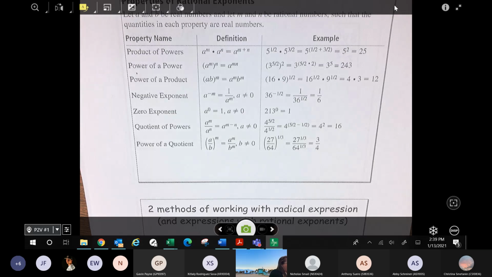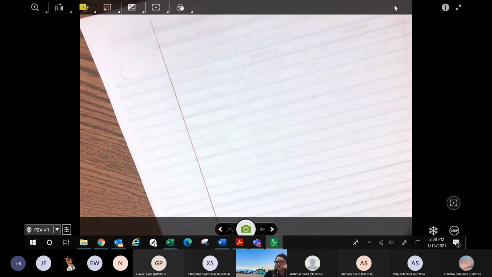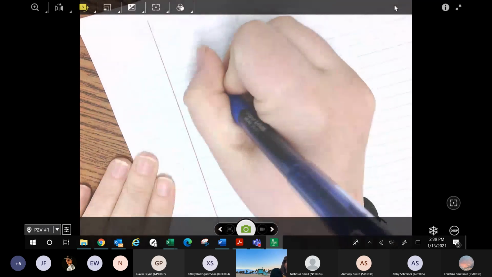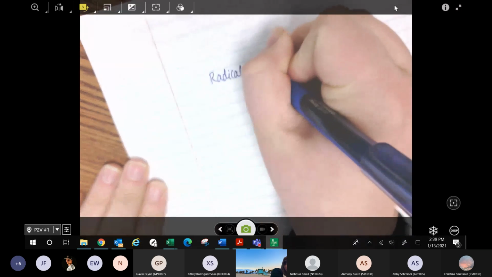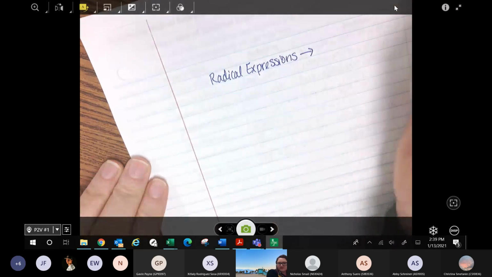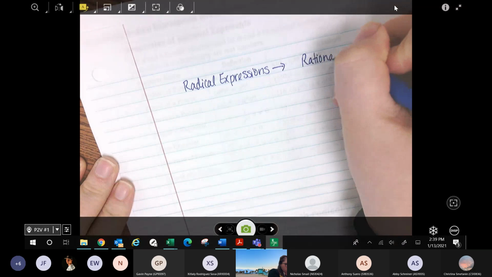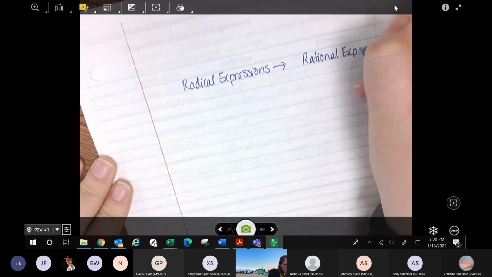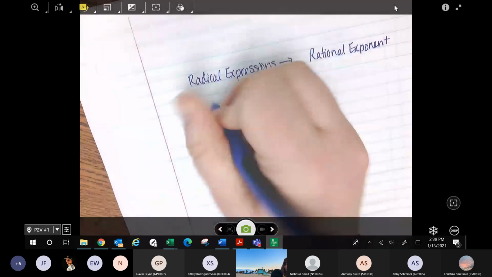Okay, so what I want to look at, well, first off, let me get a piece of paper. I want to kind of review what yesterday was about, because it sounds like there is some confusion. So you were going from radical expressions to rational exponents. Okay, so a radical expression would be like the square root.